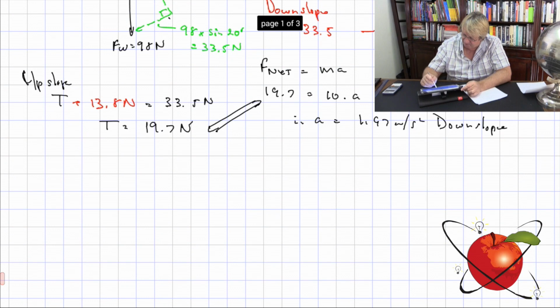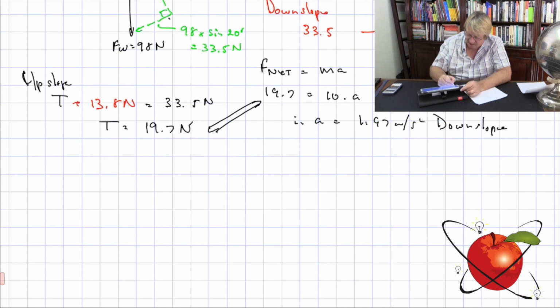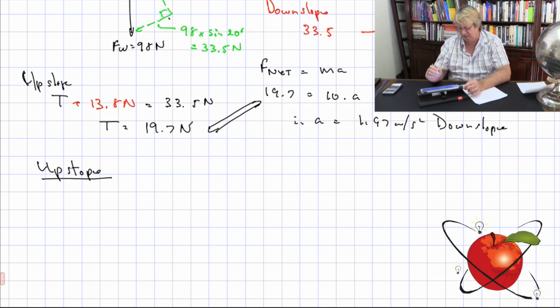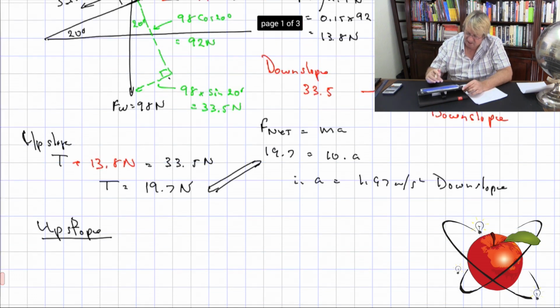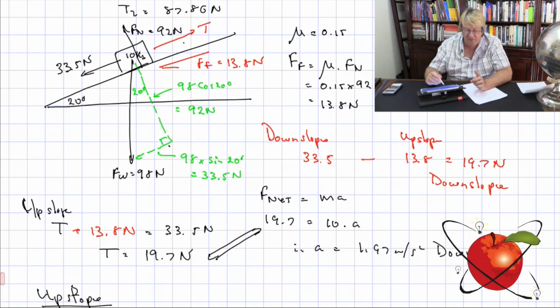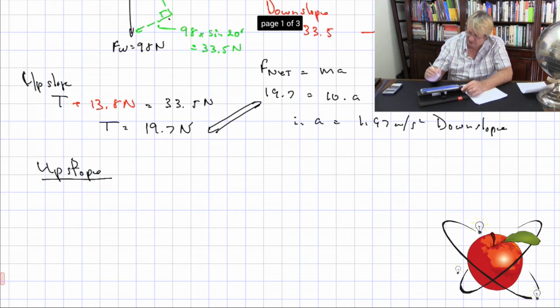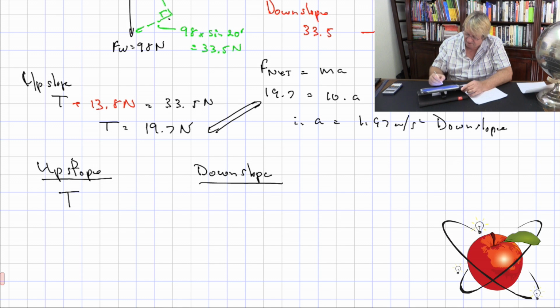So now, let's take our upslope again, shall we? Just put this in here. Let's take up the slope. That's not a T, it's an L. Up the slope, what have we got? Let's roll it back. Up the slope, we've got T, but that's the only thing acting up the slope. Down, we've got the weight and we've got friction. So upslope, we've got T, and downslope, we've got the friction.